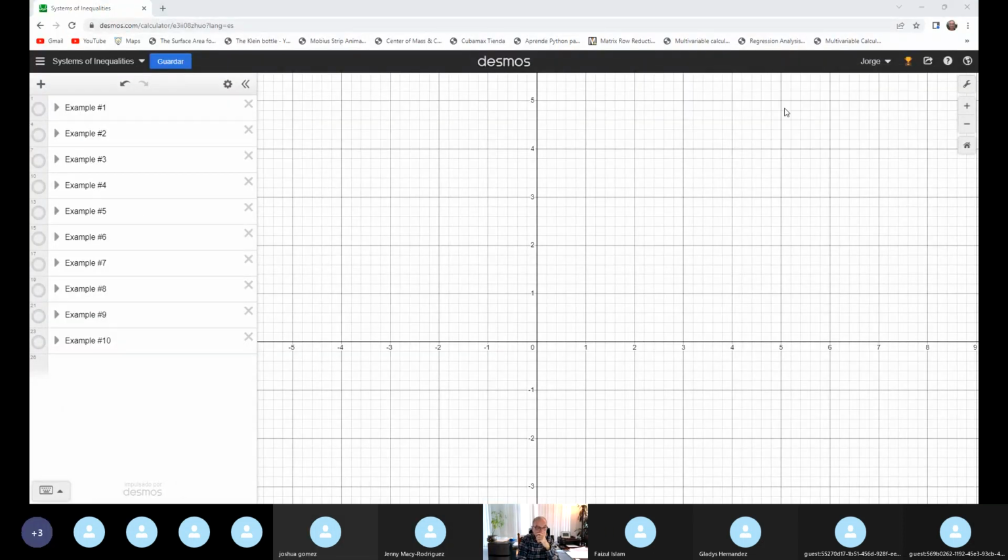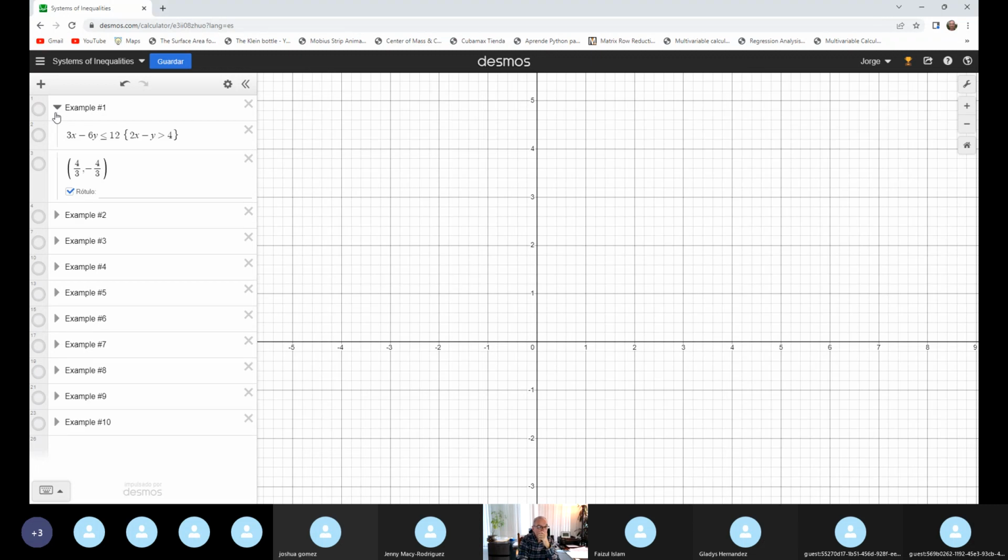I suppose everyone has the system in your paper, in your notebook. Okay, there you go. Boom, boom. Okay, look. Do you see this one? Look at my first example: 3x minus 6y less than or equal to 12 and 2x minus 4 greater than 4.